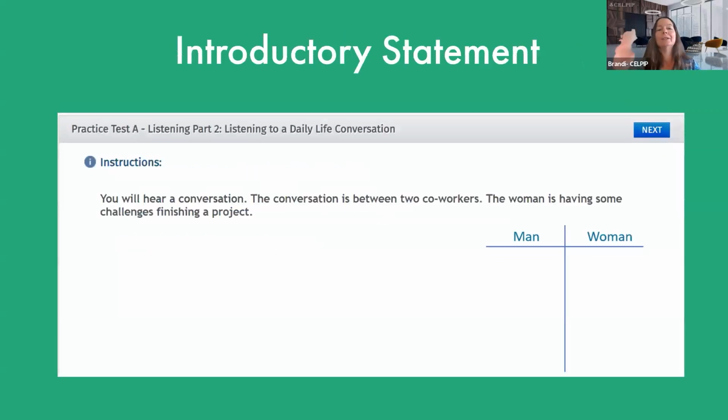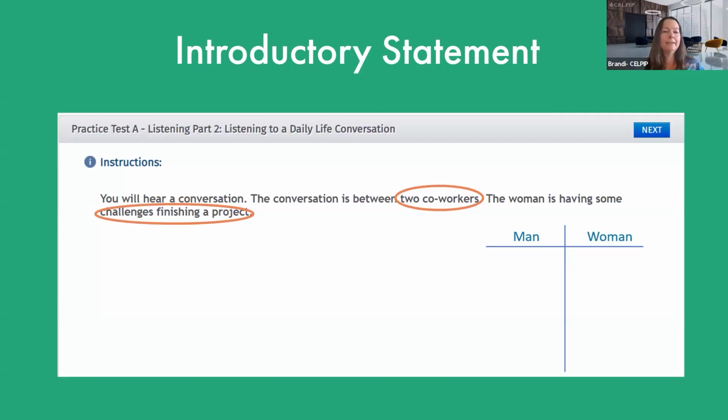And remember then you go on to the next part, which is your introduction. I call it the introductory statement. And this one will tell you who the people are just in very general terms. So we know that they work together. I think that's helpful. But we're told that the woman is having some challenges finishing a project. So in our notes, we might as well capture some relevant details here. I chose not to write down that they're coworkers because I thought I could just remember that detail myself.